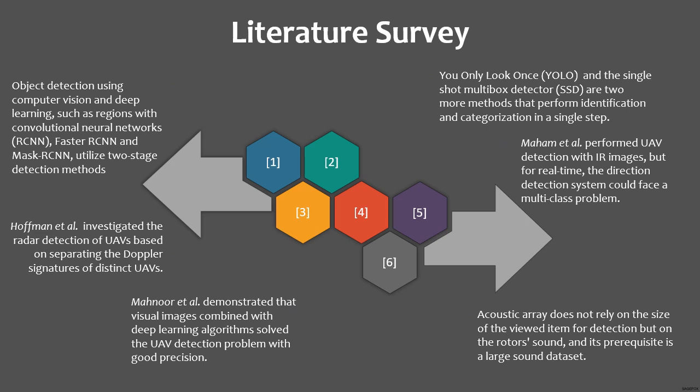In literature, multiple techniques such as regions with convolutional neural networks (RCNN), faster RCNN, mask RCNN, YOLO (you only look once), SST, and single shot multibox detector are used. Specifically, YOLO offers the finest all-around detection performance in speed, accuracy, and precision. Other techniques like radar, optical detection, and acoustic sensors are the most often used technologies for detecting UAVs.